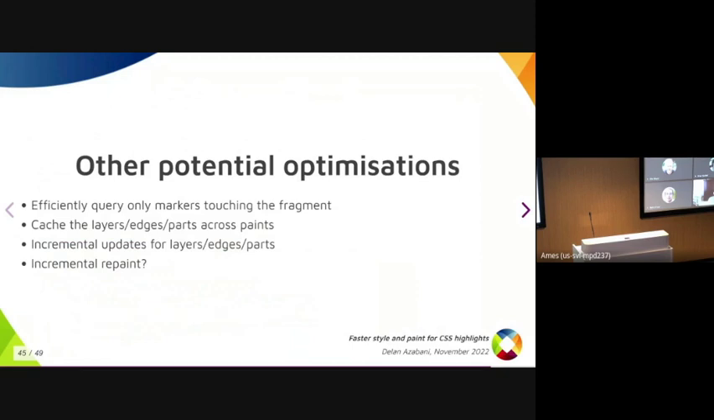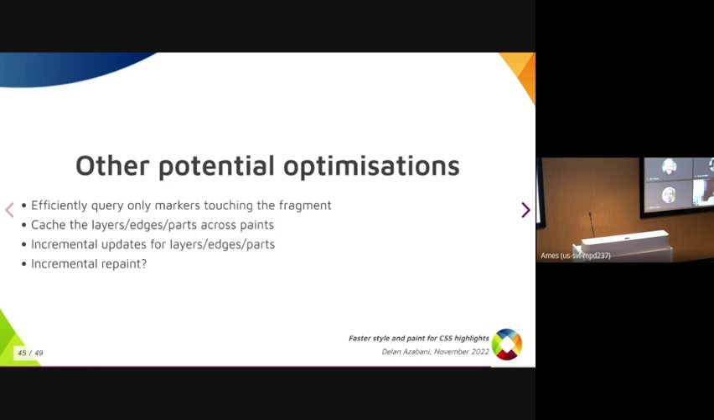If you're like me, you're probably thinking, this seems kinda inefficient and complicated. Maybe we should rethink these algorithms, or at least make some significant optimizations to them. And there's certainly room for improvement. For example, we could rework the data structures in the document marker controller to allow us to efficiently query only the markers that touch a specific text fragment. Or maybe we could cache the layers, edges, and parts across paints. Or maybe we could add incremental updates for these data structures so we don't have to recompute the edges and parts from scratch over and over. Or maybe we could make repaints within a text fragment more incremental as well.